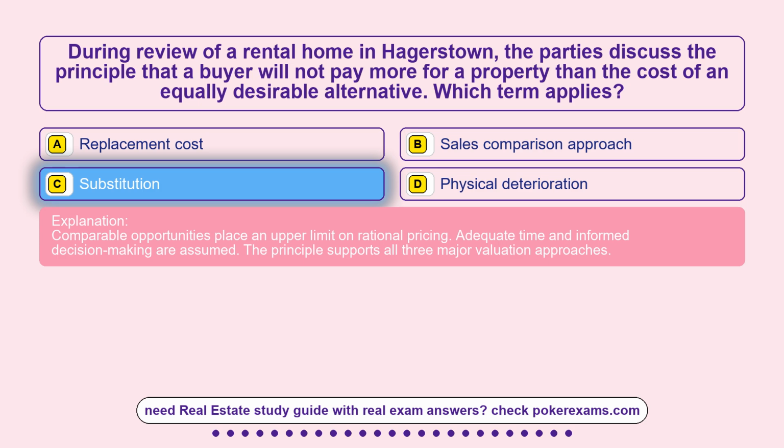Comparable opportunities place an upper limit on rational pricing. Adequate time and informed decision-making are assumed. The principle supports all three major valuation approaches.